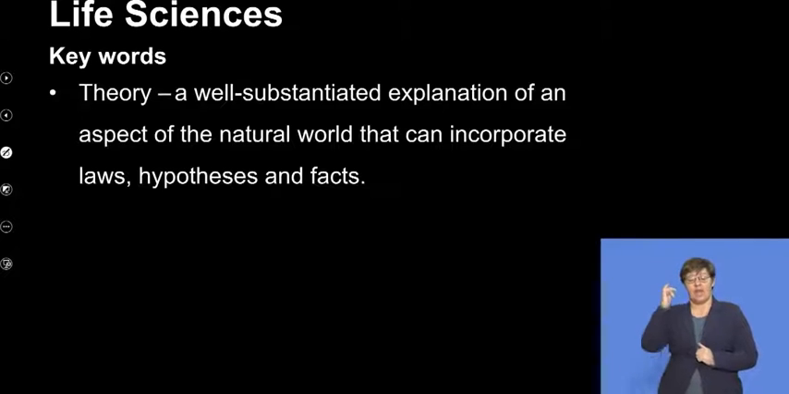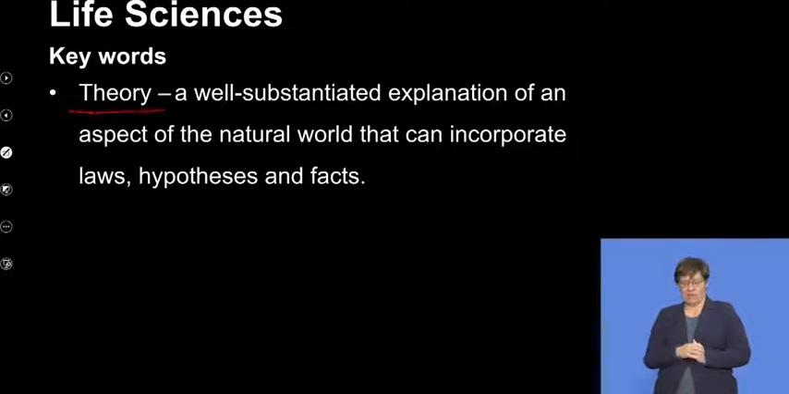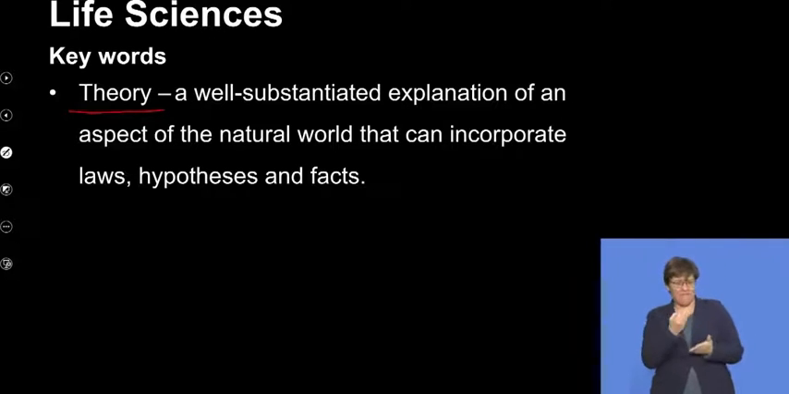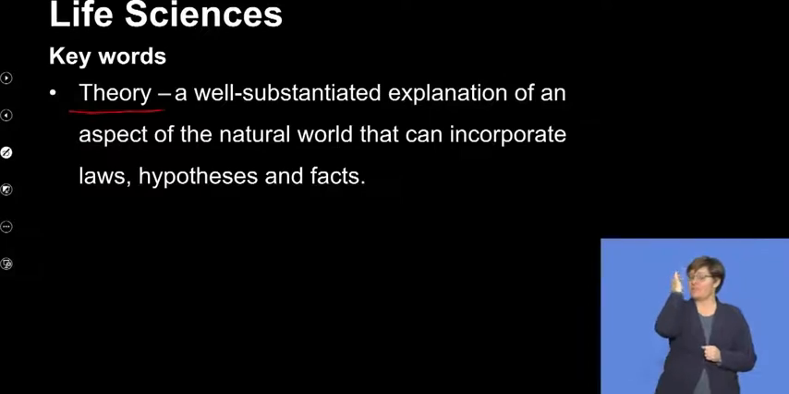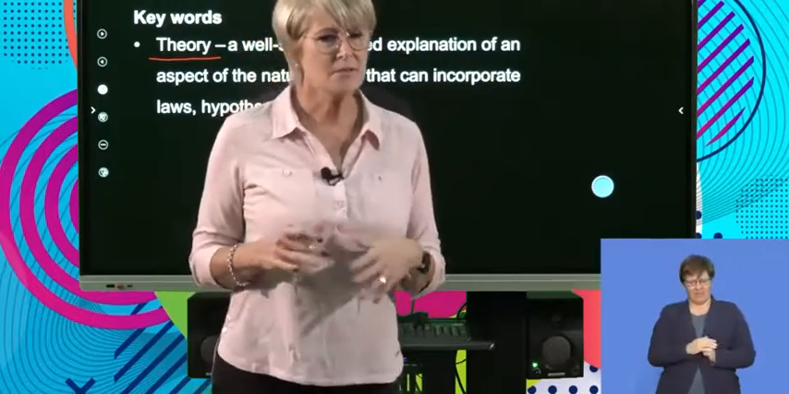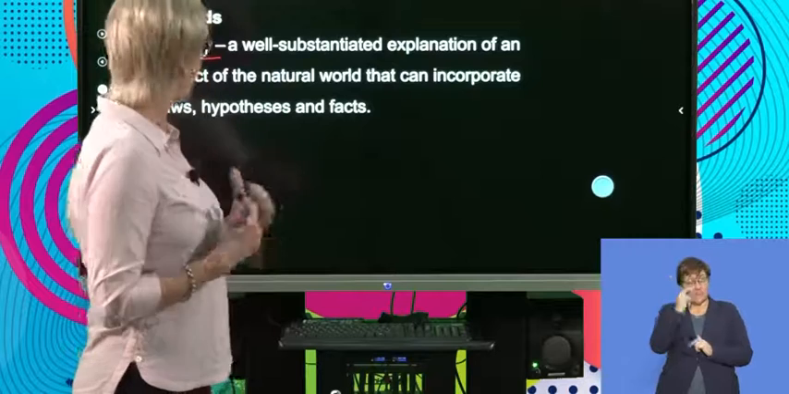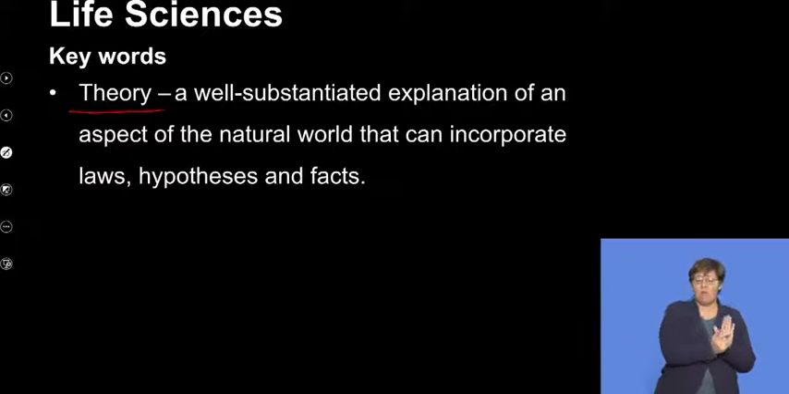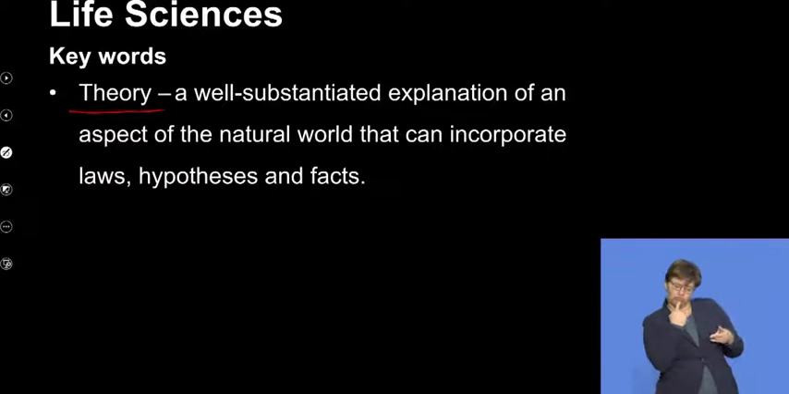Right, then we're going to have a look at the term theory. And a theory is a well-substantiated explanation of an aspect of the natural world that can incorporate laws, hypotheses, and facts. Okay, so a theory isn't just something that somebody thought about and said, okay, I have a theory. In a scientific theory, what we've actually got is laws, hypotheses, and facts that actually back up that theory.